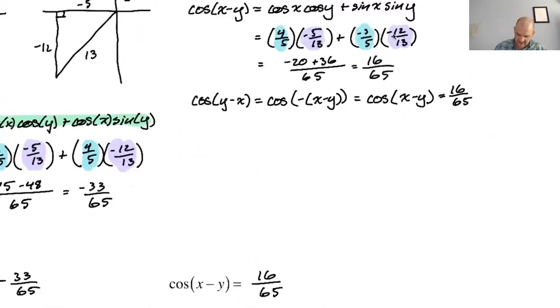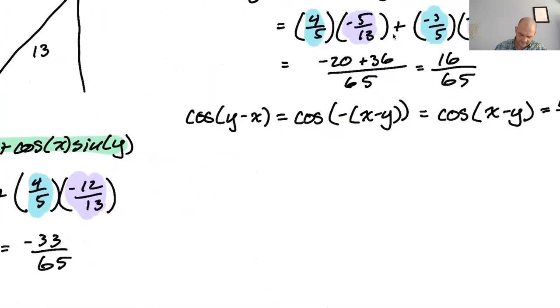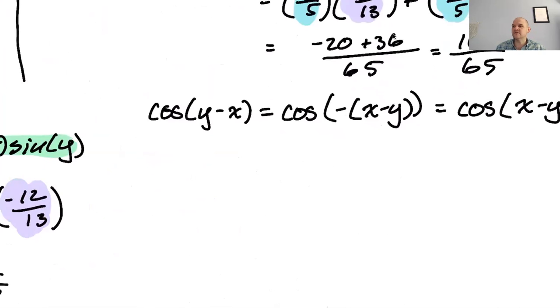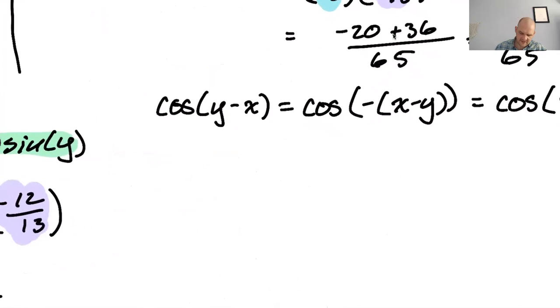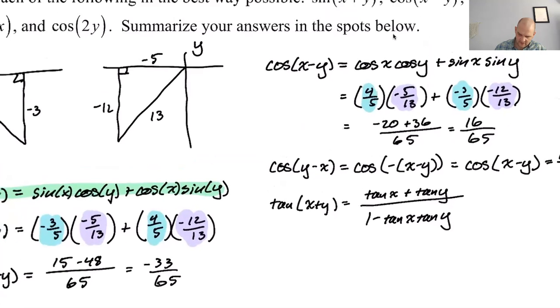So tangent of x plus y. If I already knew the cosine of x plus y, I would just divide those numbers. I don't know it though, so what am I going to do? It might be faster to find the cosine of x plus y and then divide. No, I'm going to use the tangent formula because we should. All right, fine. Tangent of x plus y is tangent x plus tangent y over 1 minus tangent x tangent y. Now we just have to go hunting.